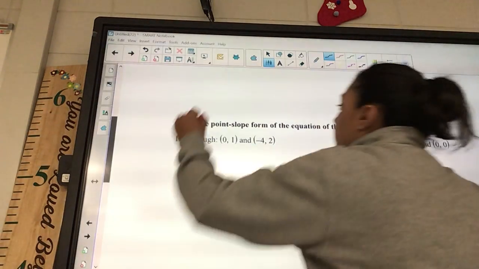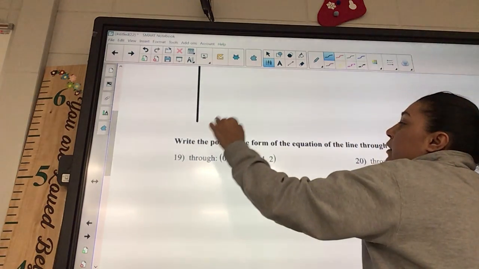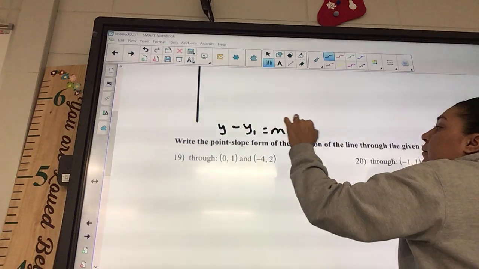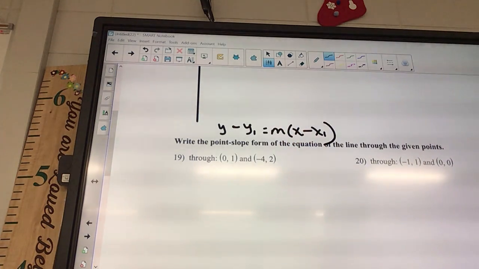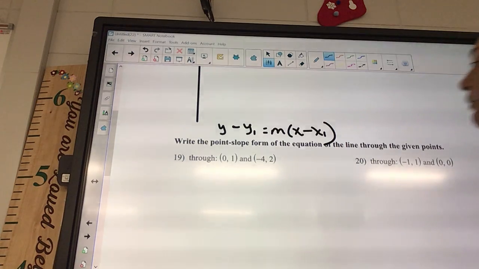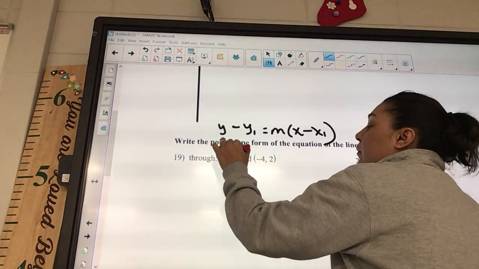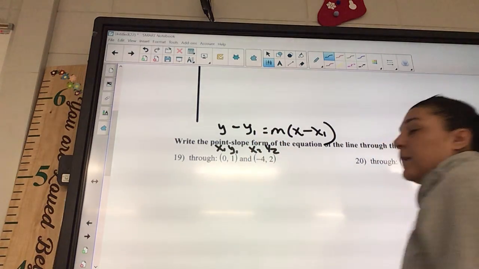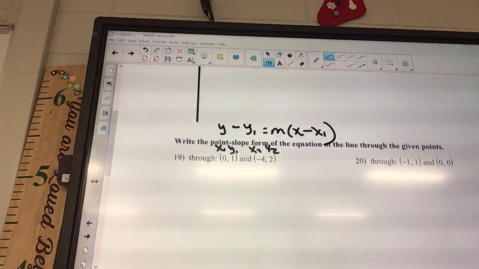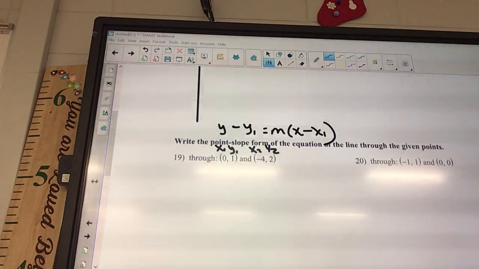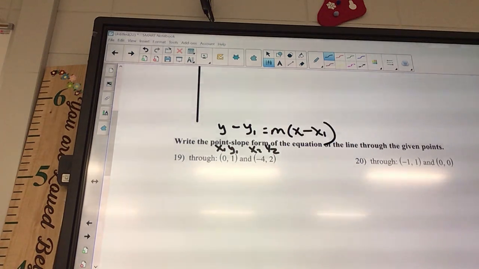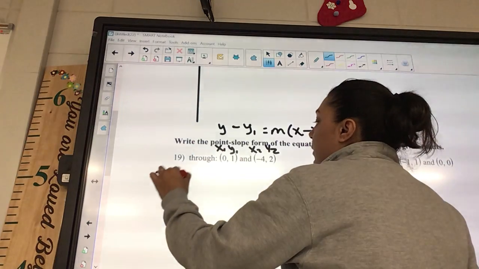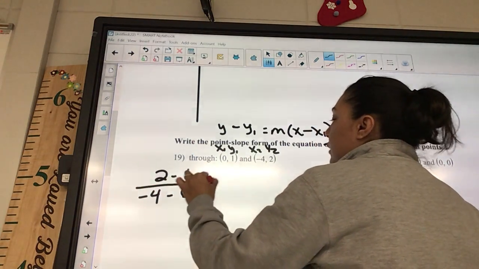Last one, write the point slope form. It's what we need our answer to look like. Then they gave us points. Can we plug it straight into point slope form? No, why not? There's no slope. If there's no slope and we need to be at step 2, then you have to go to step 1. That's your only option. So you're going to say 2 minus 1 over negative 4 minus 0.